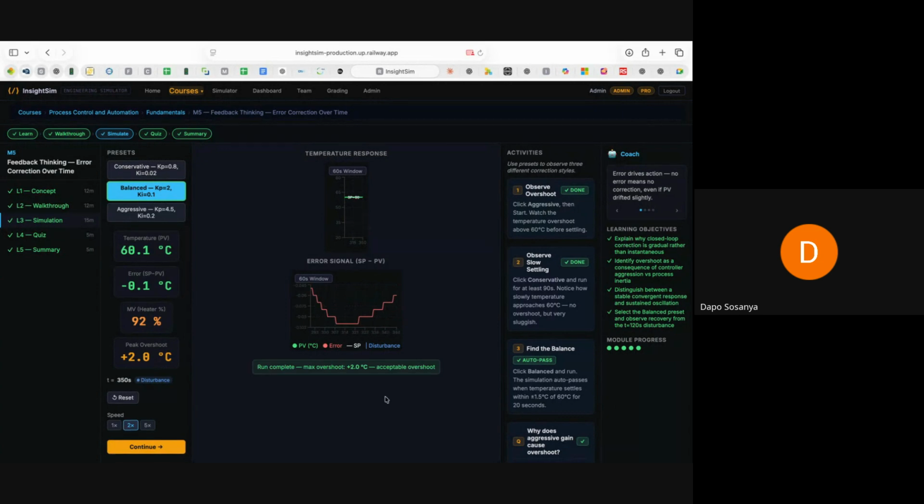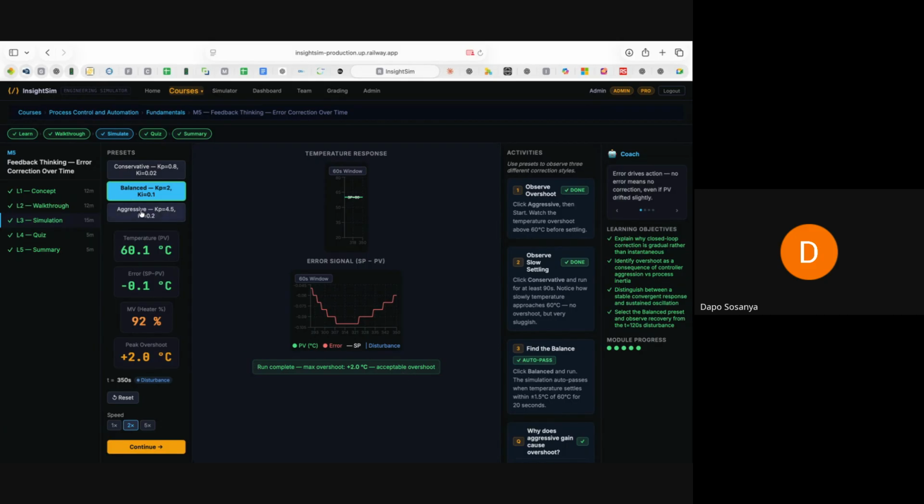And you notice the oscillation in the error here, right? It's going up and down. I'll repeat this, right? So the run is complete. The maximum overshoot here is plus 2 degrees, which is acceptable, right?